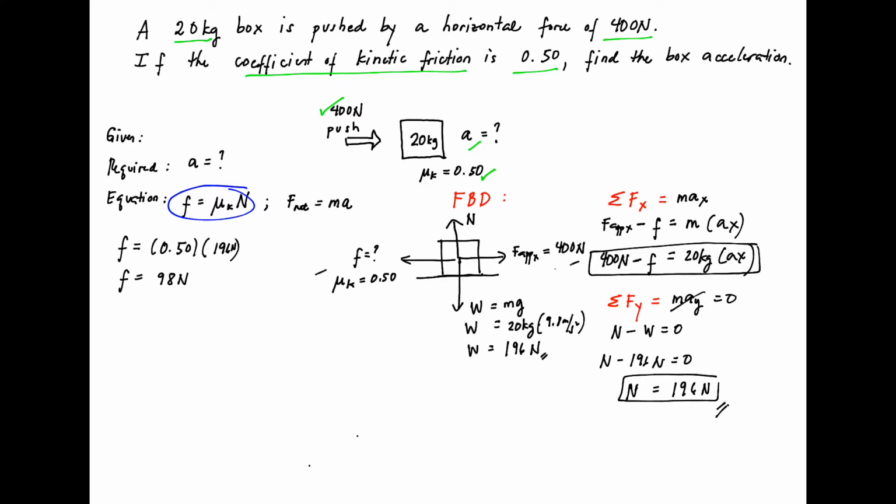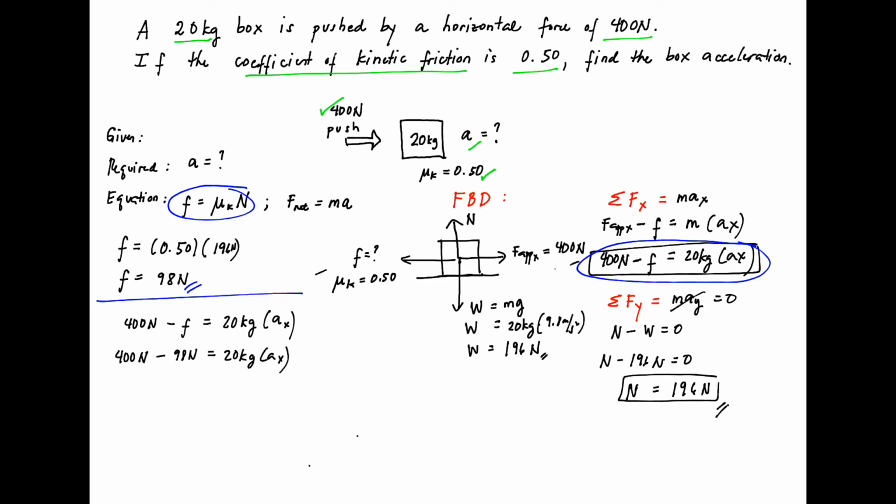Now, let's go back again with this equation. So we could write now 400 Newton minus the frictional force is equal to 20 kilogram multiplied by the value of the acceleration in the x direction. And 400 Newton minus the frictional force, that is 98 Newton, and then 20 kilogram multiplied by ax. And 400 Newton minus 98 Newton is 302 Newton. And we have here 20 kilogram times the value of ax. Solving now for the ax, we have 302 Newton divided by 20 kilogram.